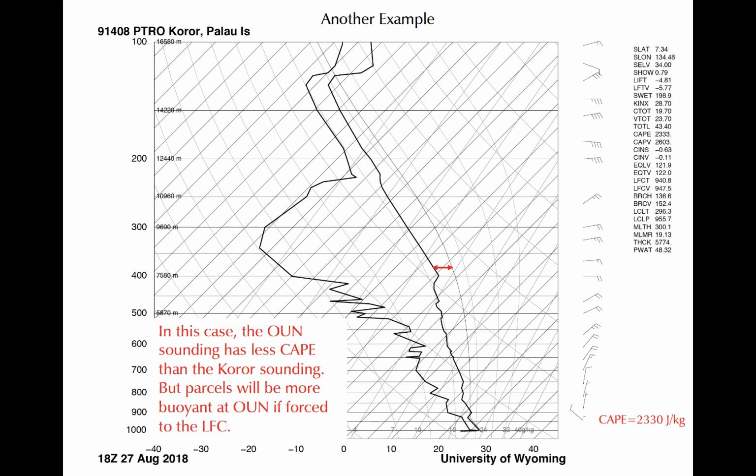The main message here in looking at these two soundings is that the vertical profile of temperature and moisture helps to govern the CAPE. And just consulting the value of CAPE will not necessarily tell you if rain should be expected.